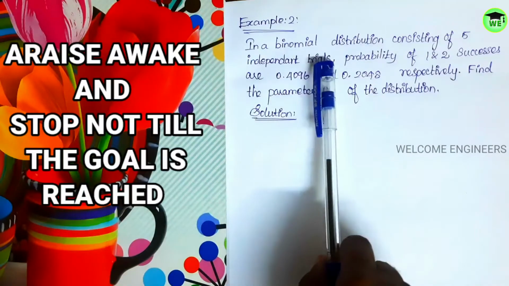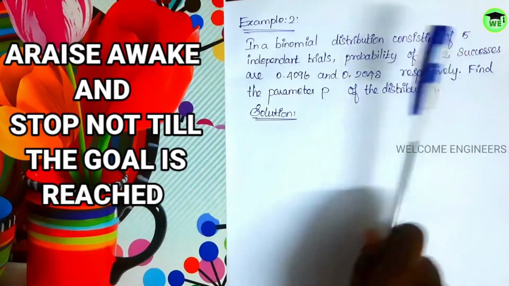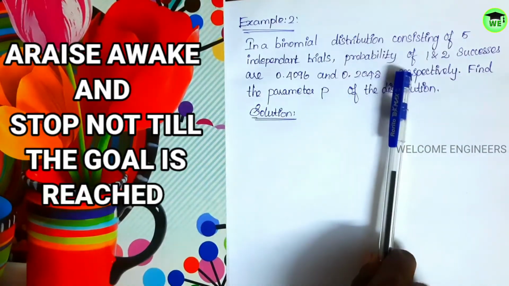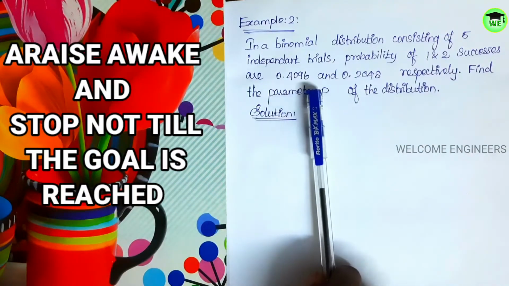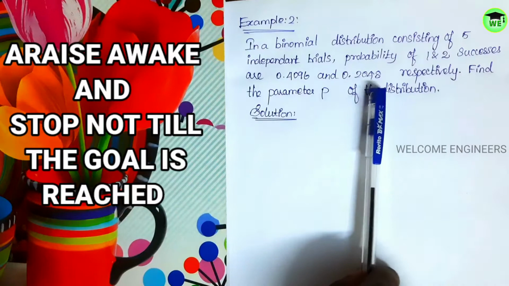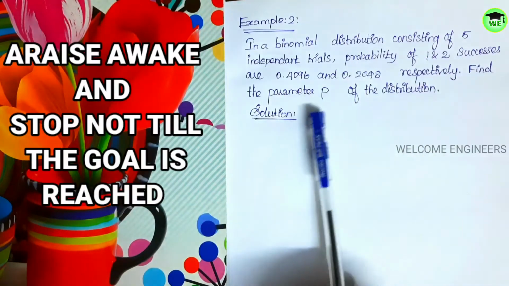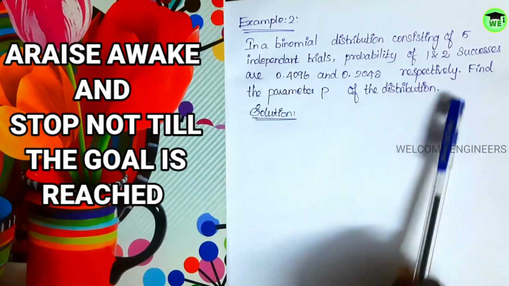The problem is: in a binomial distribution consisting of 5 independent trials, the probability of 1 and 2 successes are 0.4096 and 0.2048 respectively. Find the parameter p of the distribution. So this is the problem.